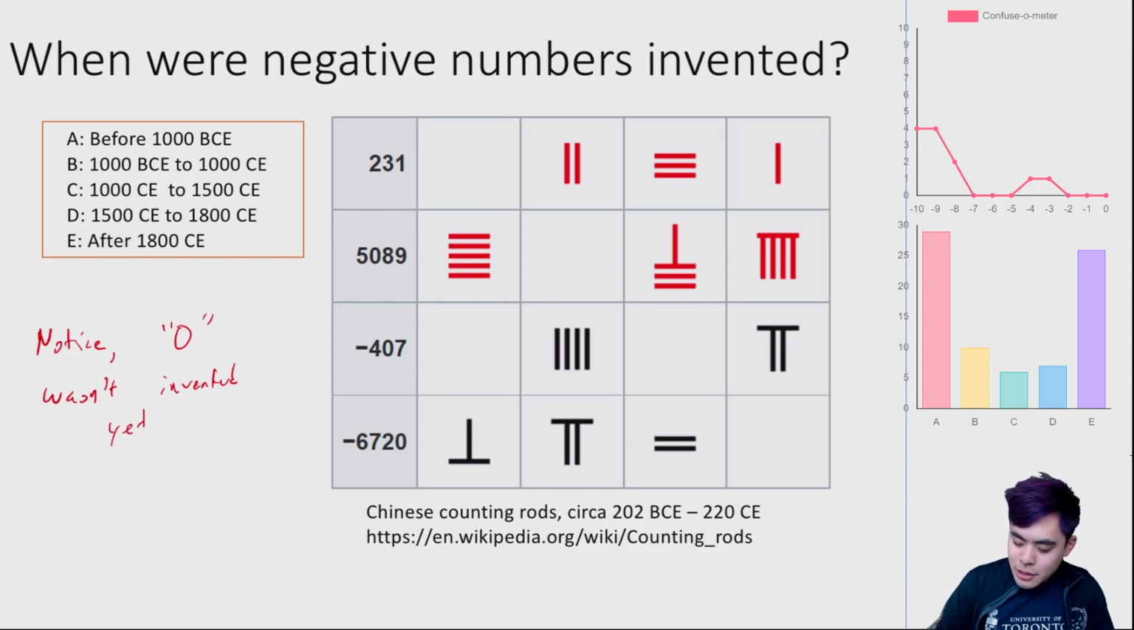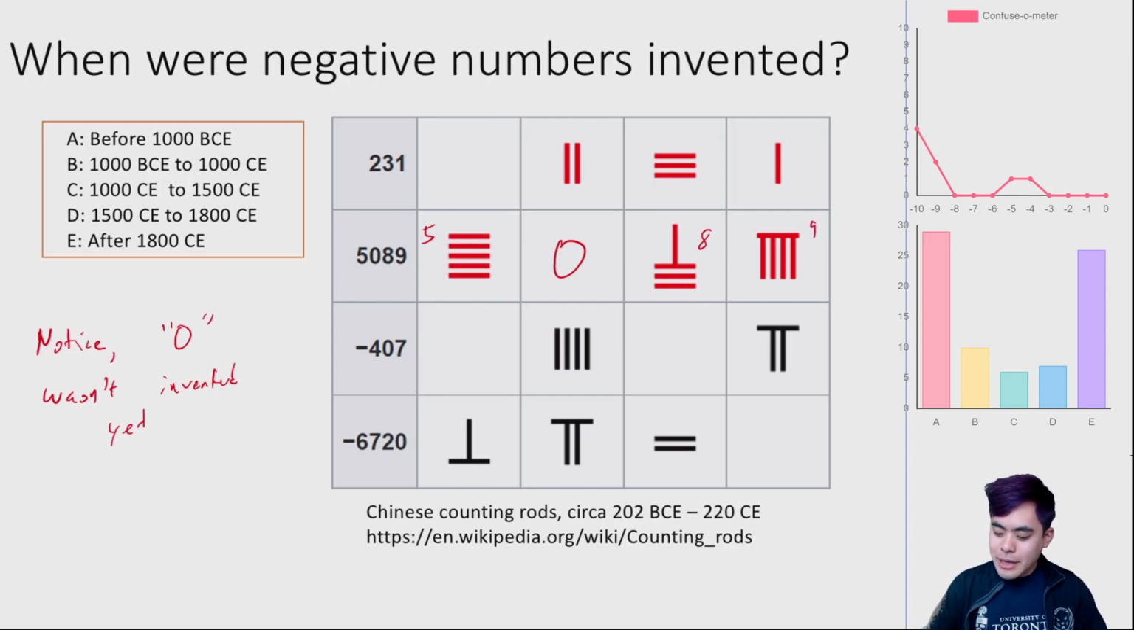You notice here that normally, if we were writing this number 5089, we would put a 0 here. So we have 5 lines here, then 0, this number corresponds to an 8, and this corresponds to 9. But they didn't actually have a symbol for the quantity 0 here, even though they clearly had some sense that there was something missing.